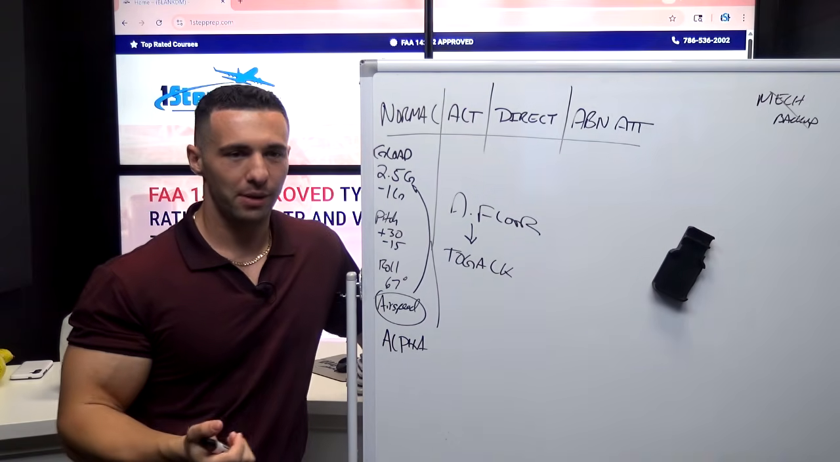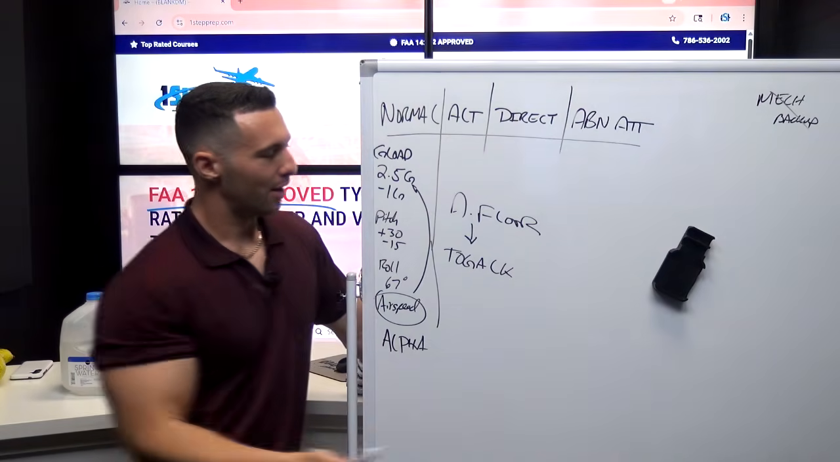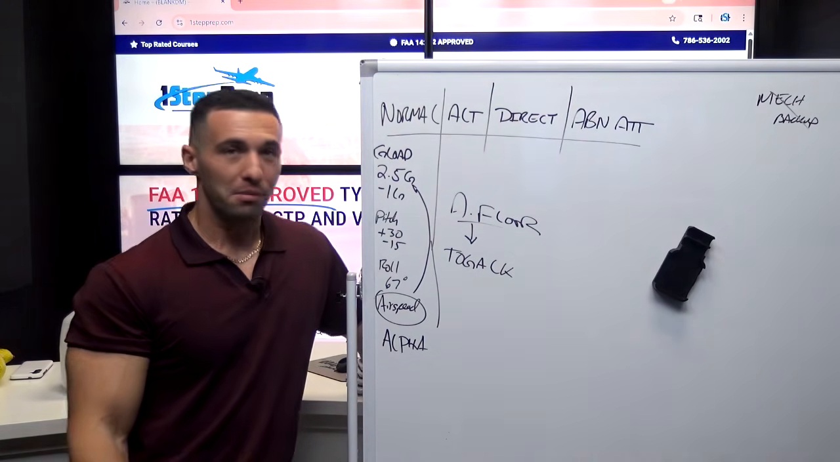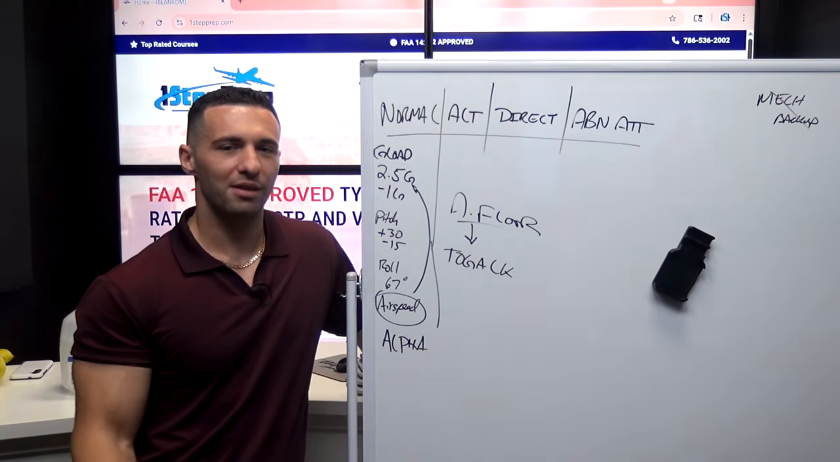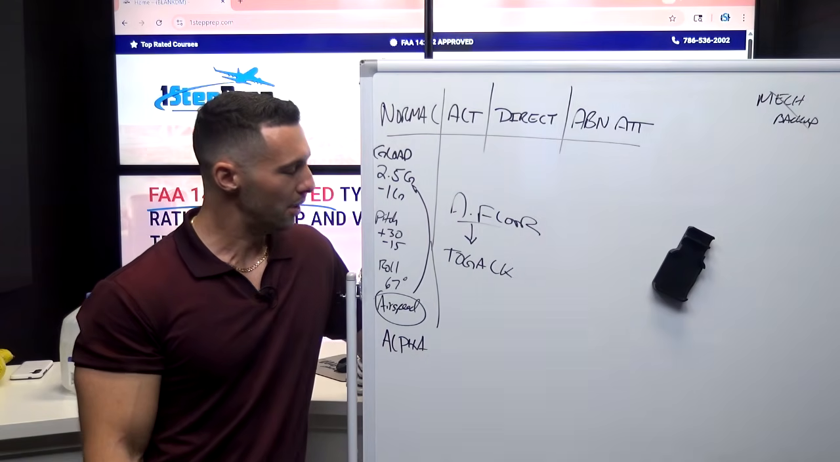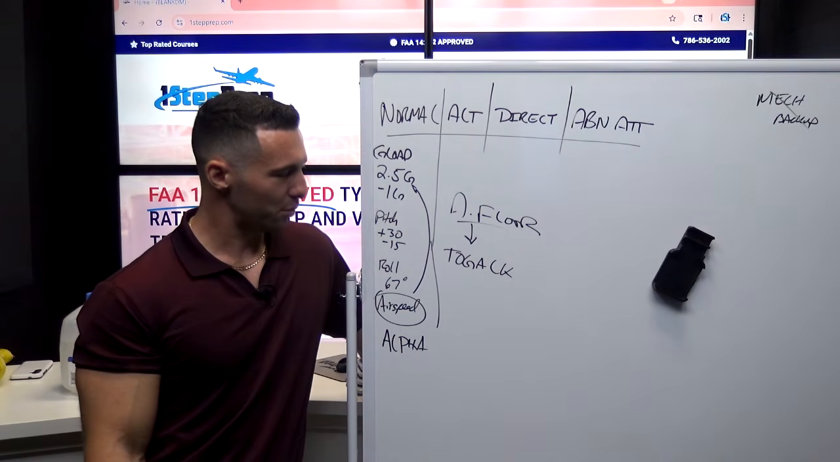I don't particularly recommend that, only because you're in an energy state that seemed to think you needed TOGA power, so I probably wouldn't reduce it to idle unless you had quite an excessive energy state on your airspeed tape. But certainly disconnecting the auto thrust will get you out of that.